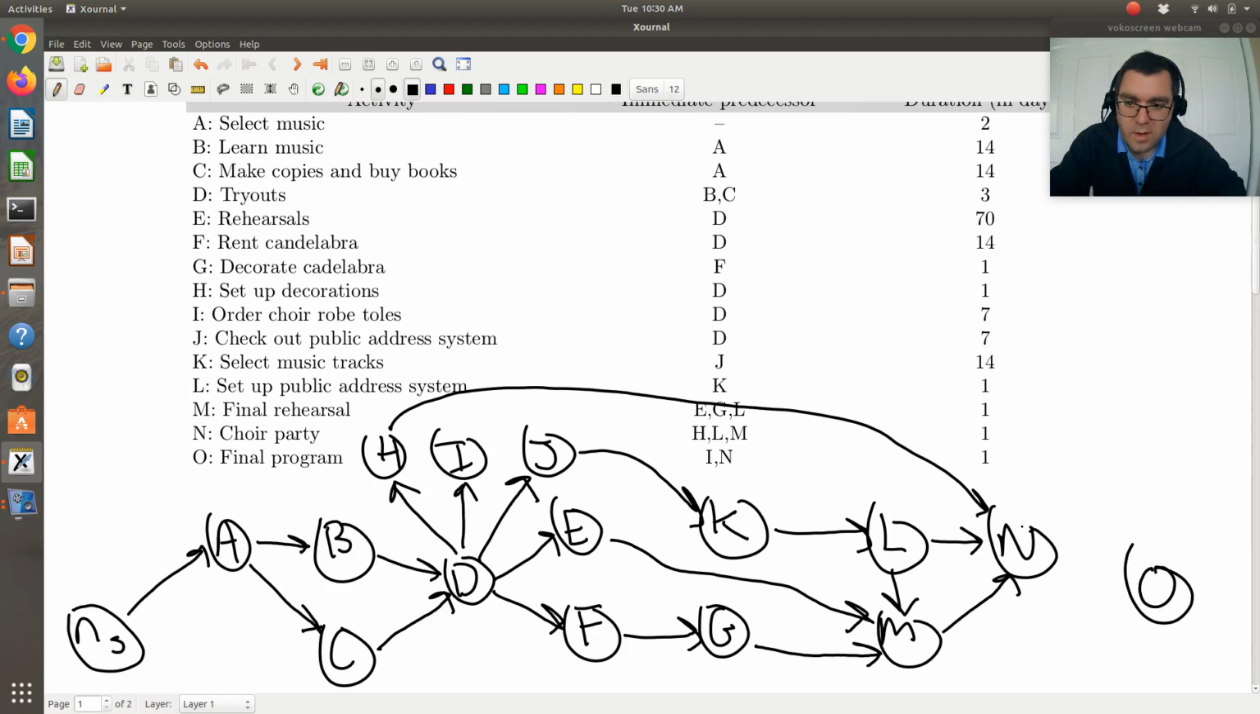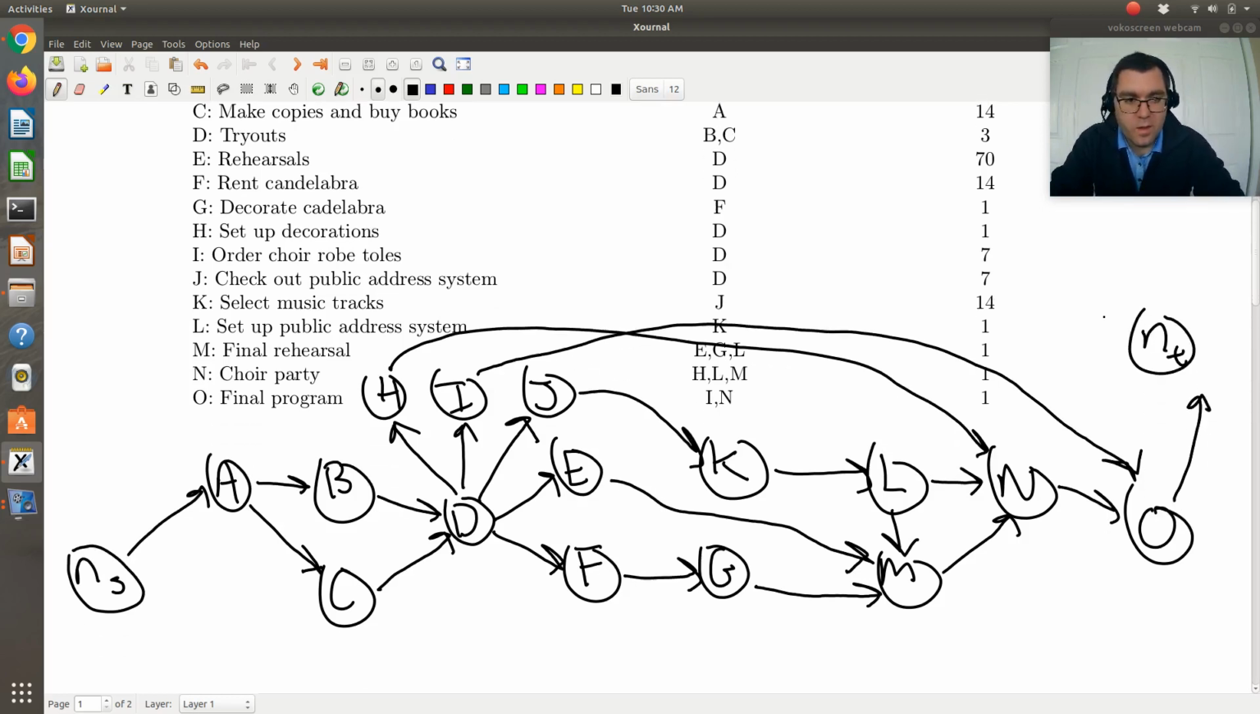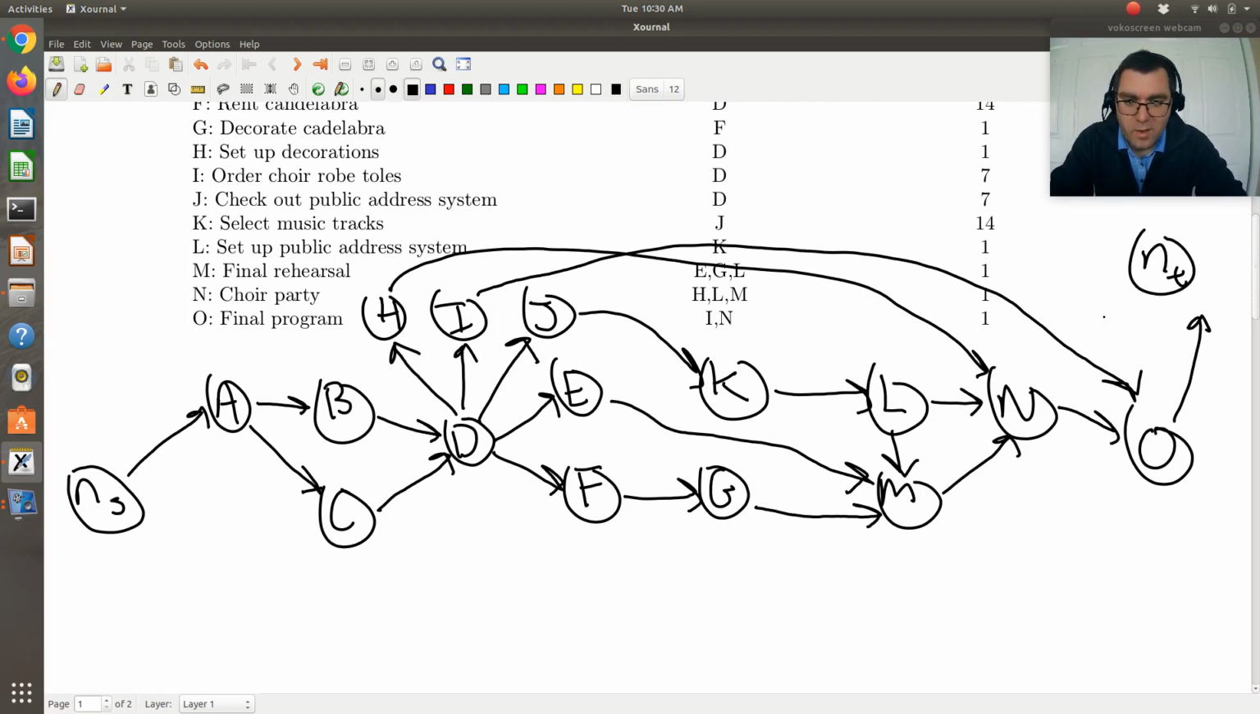O has a precedence of N, but also I. So I'm going to have another long path which connects I to O. Then all of my nodes have some exiting stream, for lack of a better word, but O, so it'll be O that connects to my terminal node. All right, so now I've got this big, complicated network.